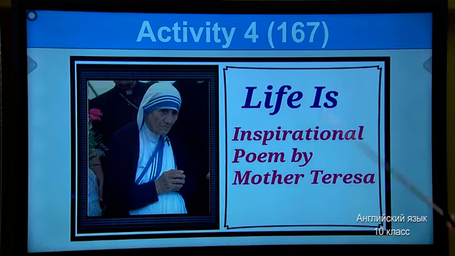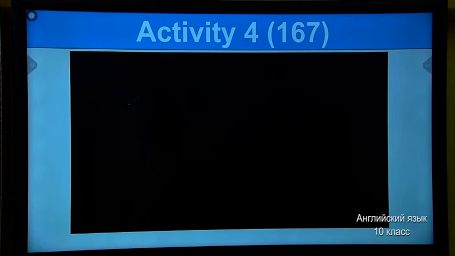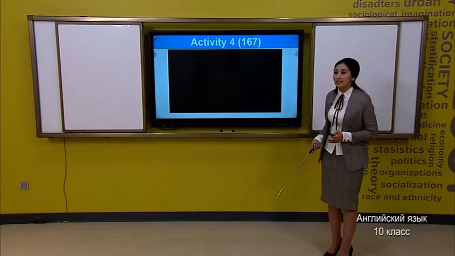Let's move to activity number 4 on page 167. Here you can find a very beautiful poem by Mother Teresa. According to the rule of your textbook, you have to read it in pairs, then discuss. But let's change the rule because you cannot do in pairs now. I have a very interesting video about this poem. Please watch and read, by the way.